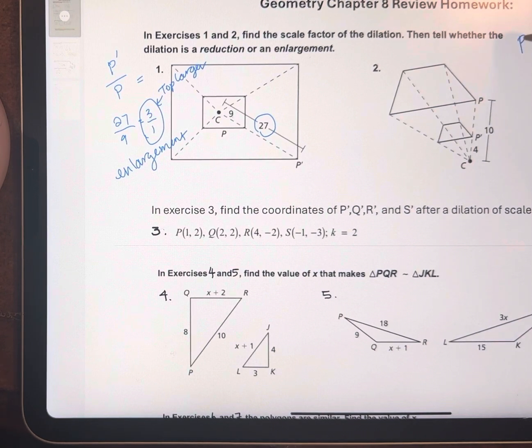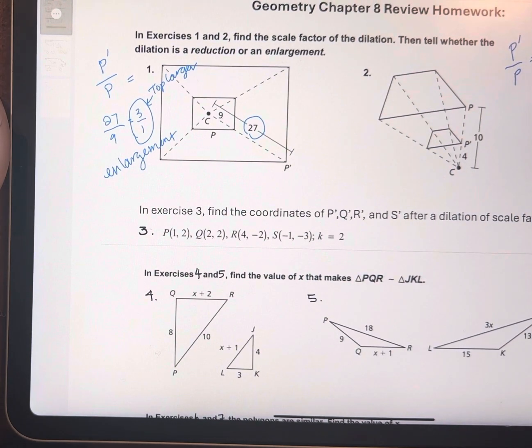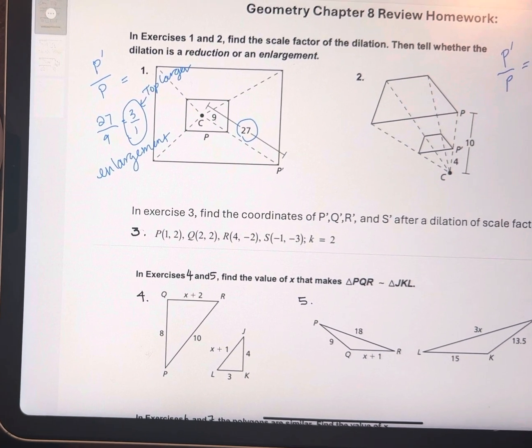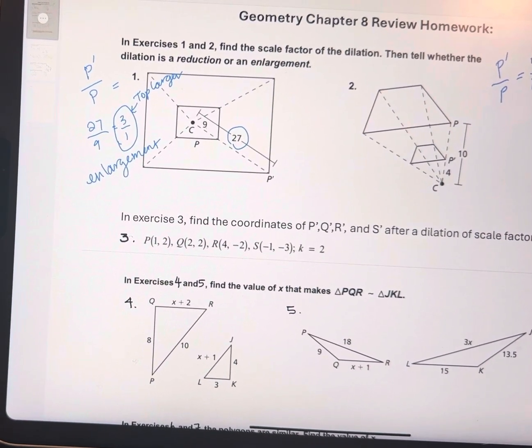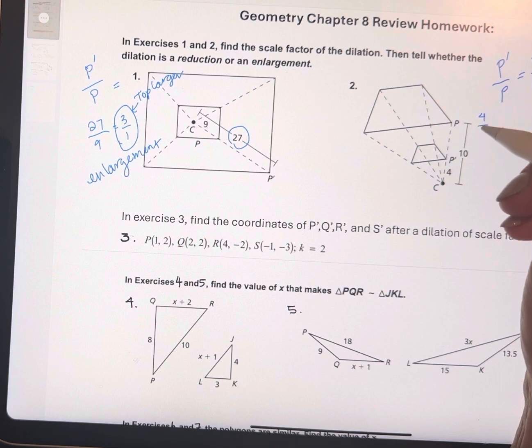Over here again, p prime over p. So p prime in this case is 4, p is 10, that reduces to 2/5, and now the top is smaller. I just realized you guys can't see what I've been writing. I'll just rewrite it. I just wrote 4 over 10, which is 2 over 5.